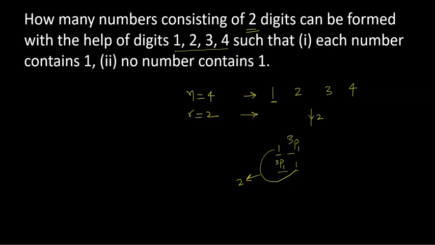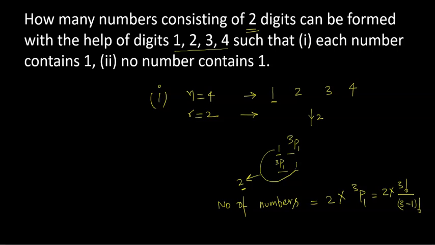So, total number of ways. This is the first part which I am doing, right? So the total number of numbers consisting of two digits can be given by 2, these are the places which can be occupied by 1, times 3P1. Simply you can solve it like 2 multiplied by 3 factorial over 3 minus 1 factorial, and once you solve it out, that is going to give you 6.